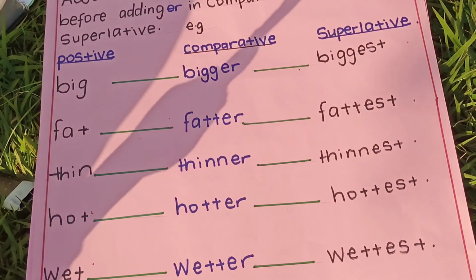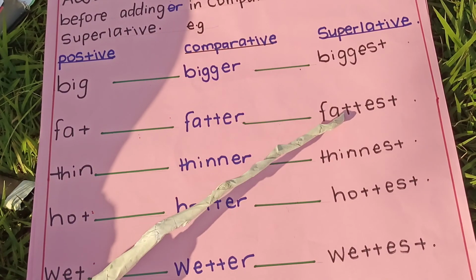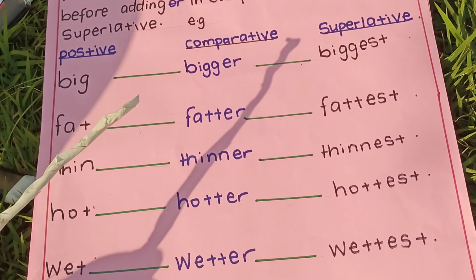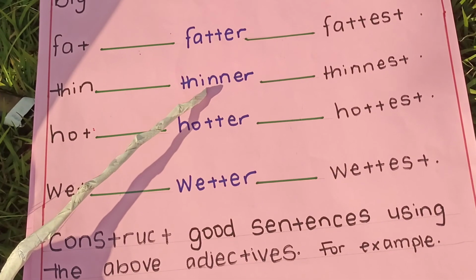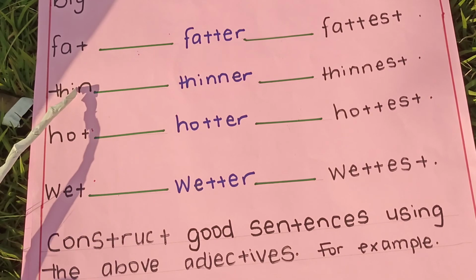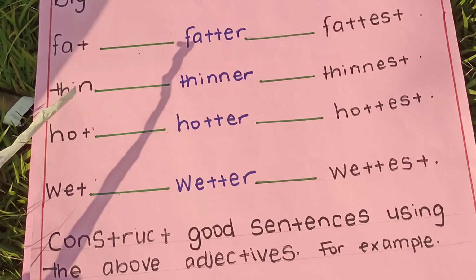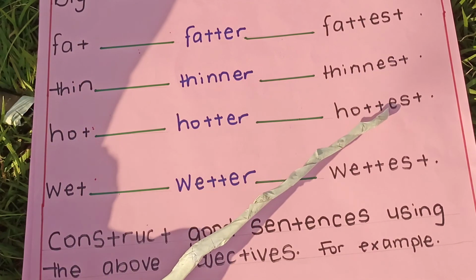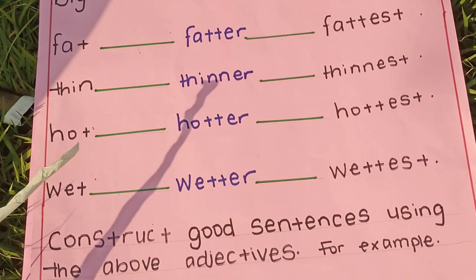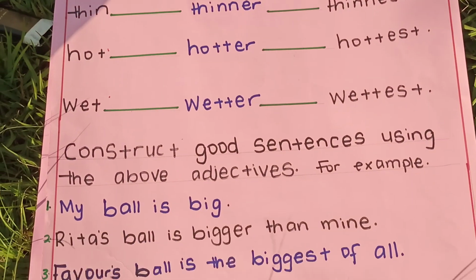Then biggest. Fat, fatter, fattest. Thin, thinner. I want you to be very careful. They have double letters in between. Thin, thinner, thinnest. Hot, hotter, hottest. Wet, wetter, wettest. Are we together?